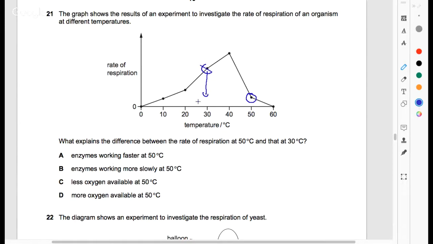So that means that the rate of respiration is decreased, which means that the enzymes that do respiration must also decrease their rate of action. So the enzymes are working more slowly at 50 degrees C than they are at 30 degrees C, and that's really because they're starting to denature. Less oxygen available at 50 degrees C, that's not necessarily true. We don't know that at all, we haven't measured that. And same with more oxygen available, we don't know. There's no data about that.